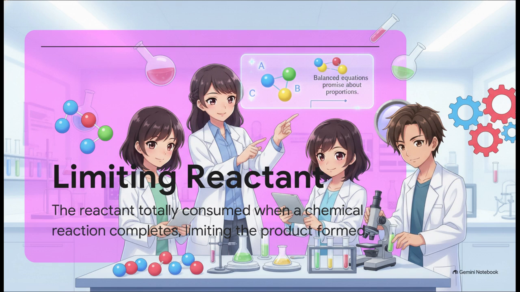In IB and AP chemistry, it's so important to remember that a balanced equation is essentially a promise about proportions. It's not just vaguely saying A and B make C. No, it's saying a very specific number of A particles and a specific number of B particles are absolutely required to make C. If you can't complete that required bundle of particles, the reaction just stops right there. There's no chemical magic trick to force it forward.